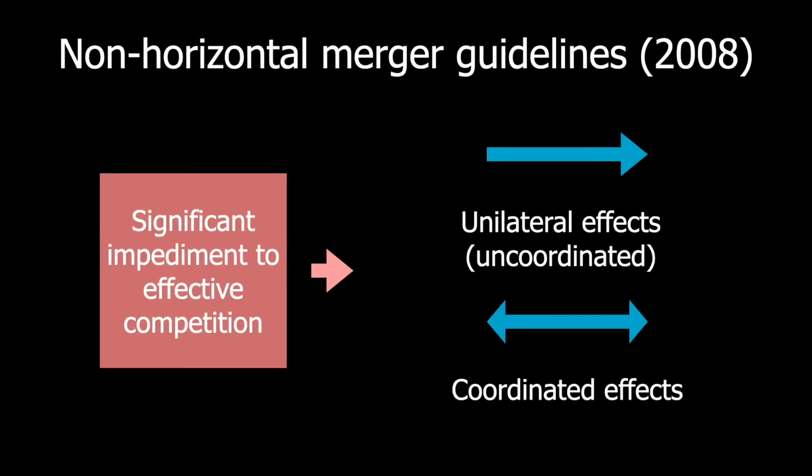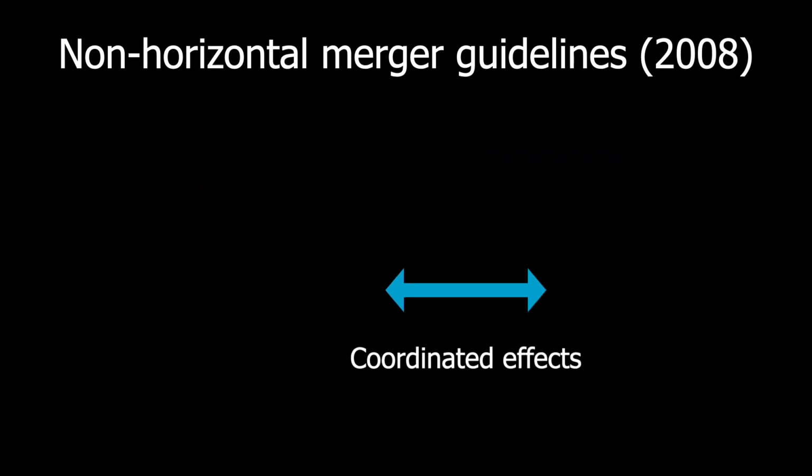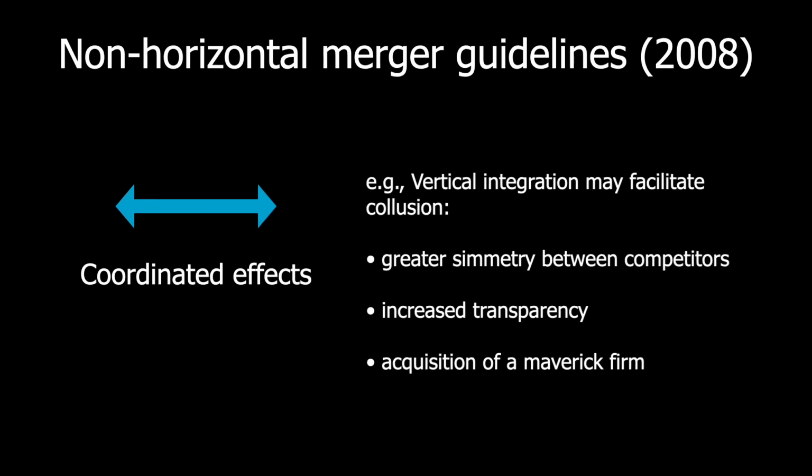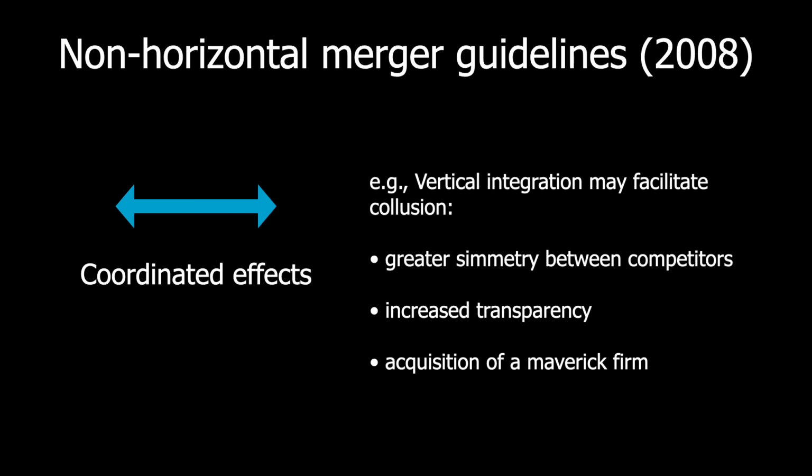Finally, vertical integration may increase the risk of coordinated effects by making it easier for firms to collude on one of the markets affected. This may occur where the merger increases the symmetry between vertically integrated competitors, or by increasing market transparency, as well as by leading to the elimination of a maverick firm that disrupted incumbents' ability to collude.